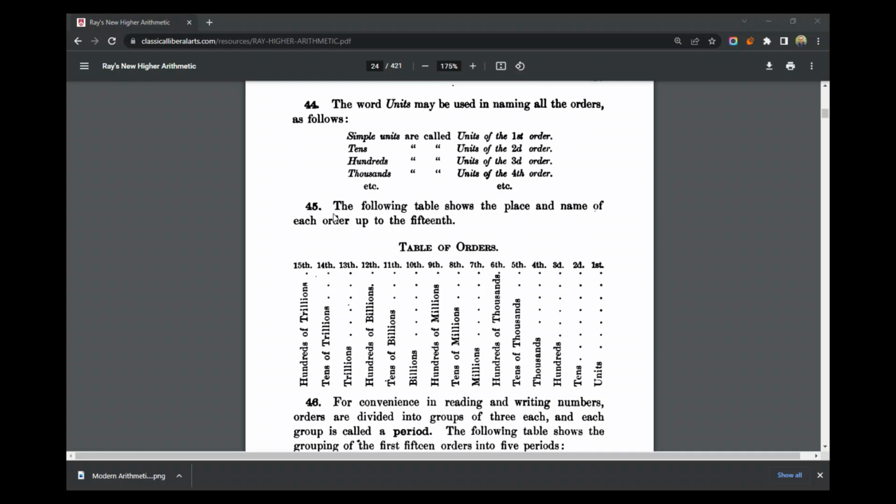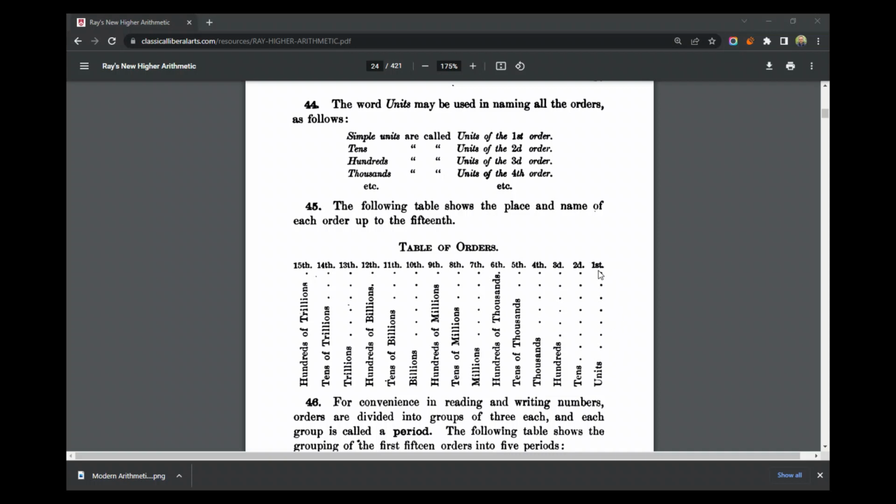Article 45. The following table shows the place and name of each order all the way up to the 15th order in Arabic notation. And many of these numbers you'll never use, but it's important for us to at least know where we can find the names of the different orders all the way up to hundreds of trillions, which is the 15th order.